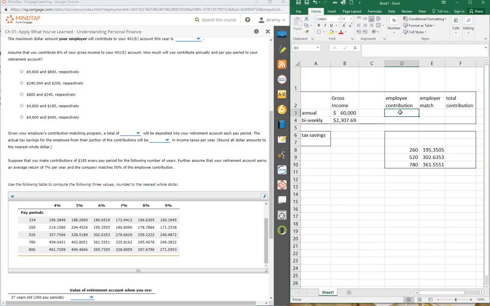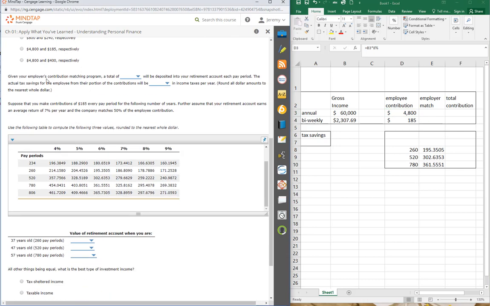8%. So I'm going to say, well, 8% of that 60,000. So I'm going to say 60,000, and I'm going to multiply that by 8%. And that'll give me 4,800. And then per pay period, that would be my gross income for that pay period, again multiplied by 8%. 4,800, and then 185 per pay period. I see those as answer choices, so there's a good chance that's correct.